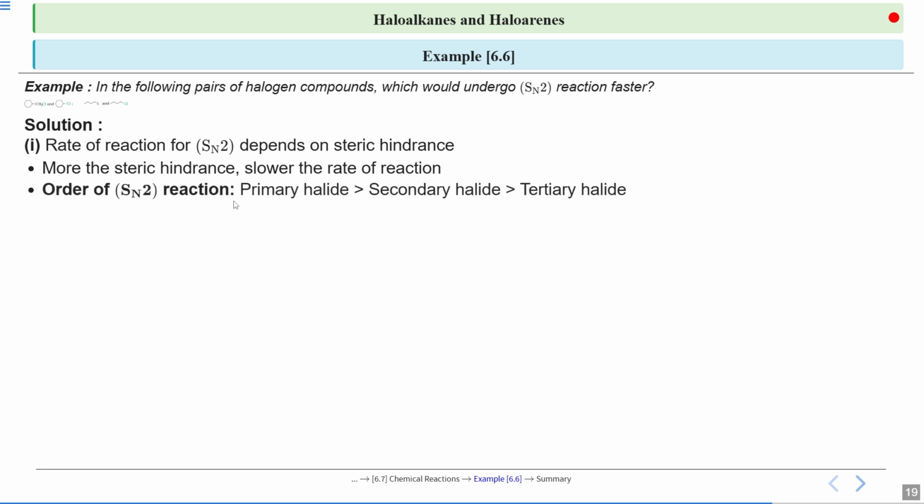So the order of SN2 reactivity is: the primary halide will be the most reactive, then the secondary halide, and then the tertiary halide. Primary halide, because the steric hindrance will be lowest in this. The larger groups present on the carbon will not be there in the primary halide. Meanwhile, in the tertiary halide, there can be larger groups attached on the carbon, which will cause steric hindrance to the incoming nucleophile.